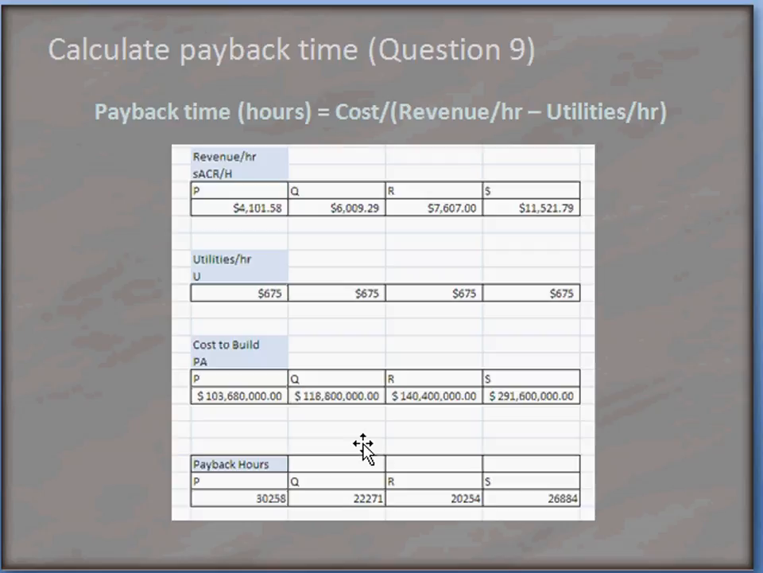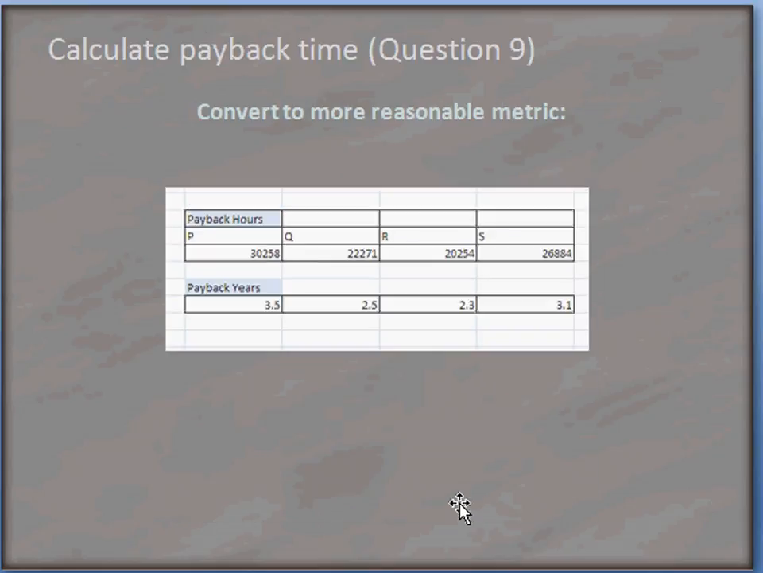We can execute this in Excel very simply. We simply take the cost to build and divide it by the difference between revenue and utilities. This gives us the number of payback hours for each reactor. It makes sense to convert into a more reasonable metric, since the payback hour value of 30,000 doesn't necessarily give us a good sense of exactly how long our payback time is.